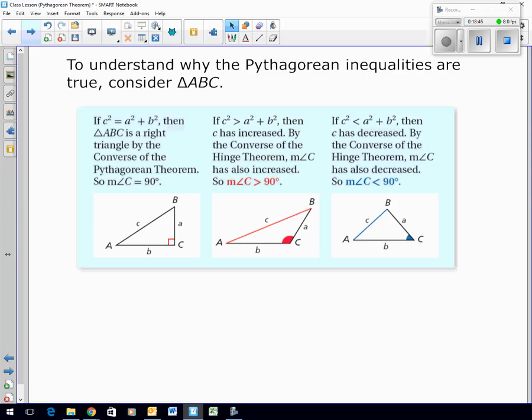Okay? But just so you know, if the longest side squared is bigger than the sum of the legs squared, you have an obtuse triangle, which means that in this case, this is angle C. It means that angle C has to be bigger than 90 degrees. Otherwise, you would have an acute triangle, which means that angle C must be less than 90 degrees.